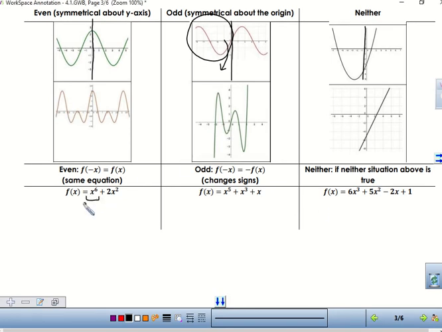This right here is an even term, right? Because it's an even degree of 6. This is also an even term because it has an exponent of 2. Both terms are even, so the whole function is even. Now there is an algebraic way to check this as well.